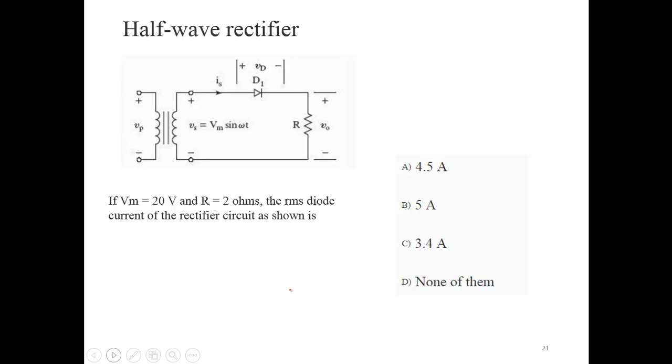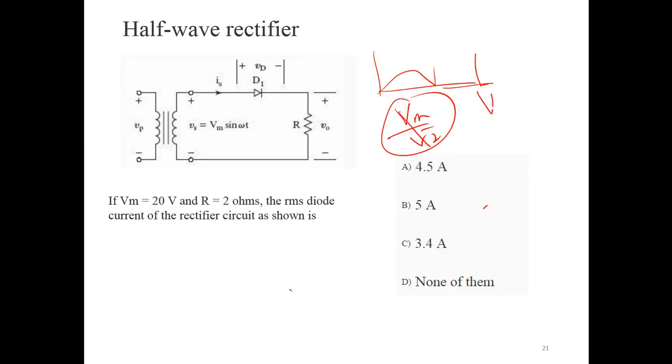Now the RMS value of the half-wave rectifier will be how much? RMS will be equal to Vm by root 2, the RMS value of the half sine wave. No, sorry, this is not Vm by root 2, it is Vm by 2, because it's only half of it. The RMS value will be Vm by 2. Once you find the RMS voltage, divided by resistance, you can find the RMS current. You should be able to calculate that.